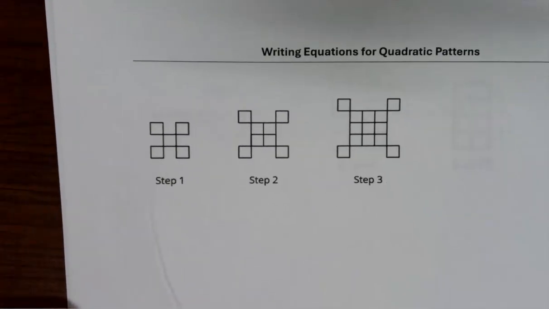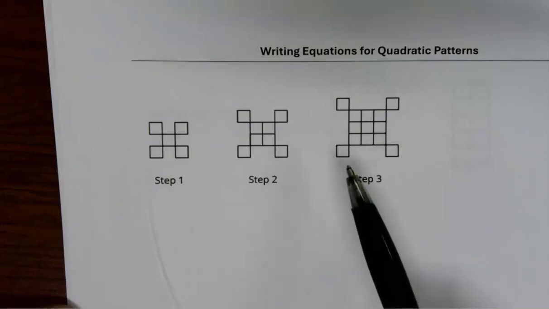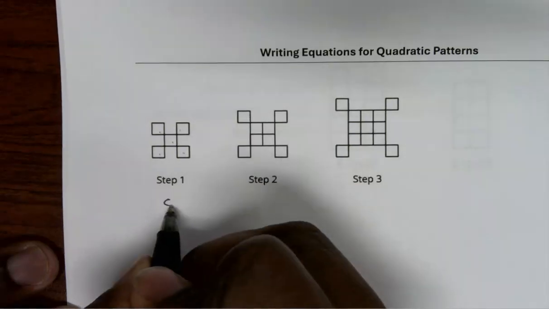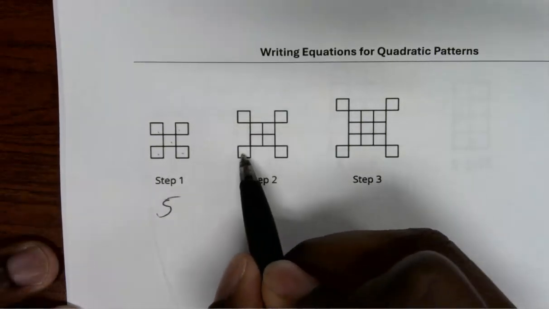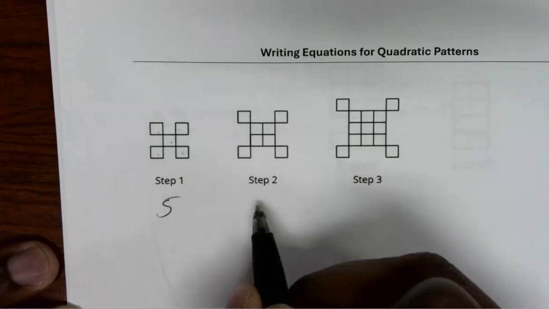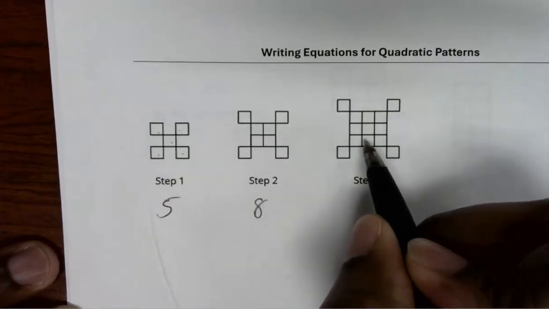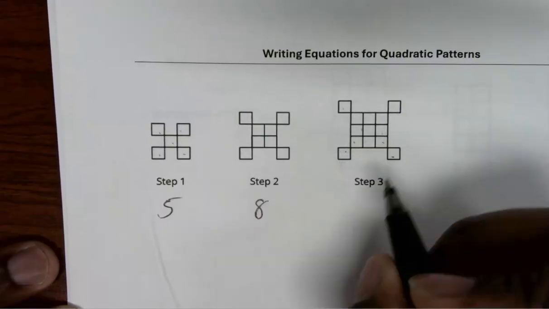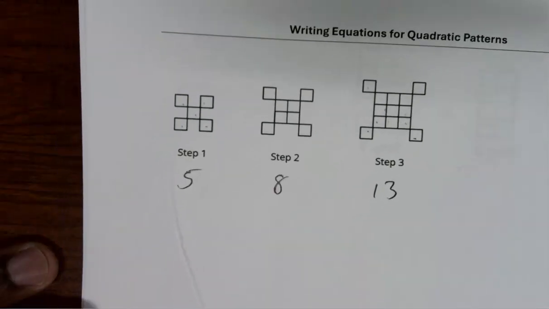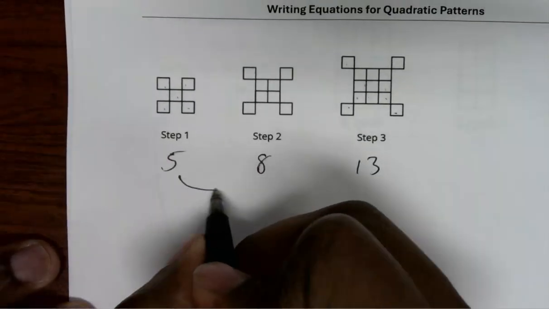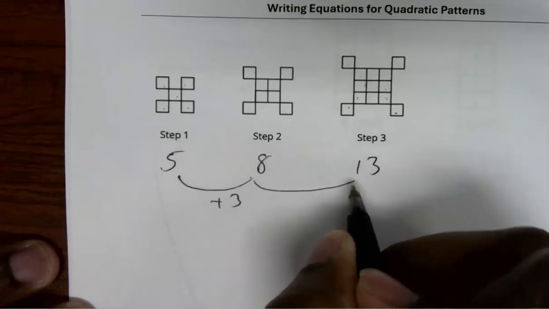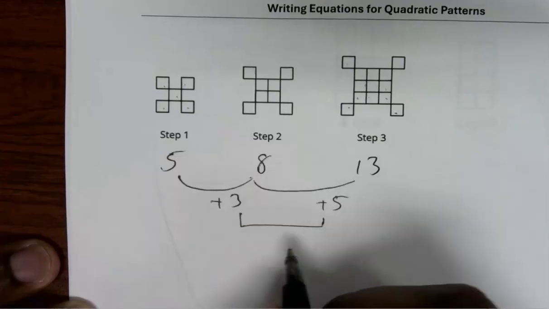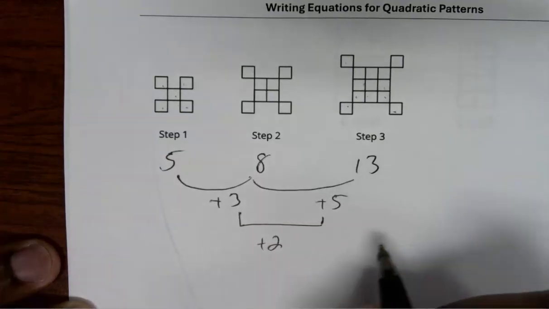First question, we're going to write an equation for these quadratic patterns. If you notice, the first step has 5 squares. The second step has 8 squares. The third step has 13 squares. We're going to first check to see if it's quadratic. It first goes up by 3. From 8 to 13 is going up by 5. That second difference is plus 2. This is quadratic.